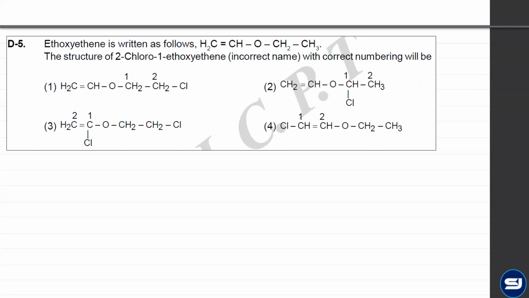Ethoxyethene is written as follows. The structure of ethoxyethene is given. In fact, अगर ये नहीं भी दिया होता तो नाम से स्ट्रक्चर ड्रॉ करने का आसान तरीका. मुझे बताओ, to draw the structure of ethoxyethene, what should I draw first? पहले पेरेंट आया कि बच्चा? Parent. Which is the parent in the name? Ether.